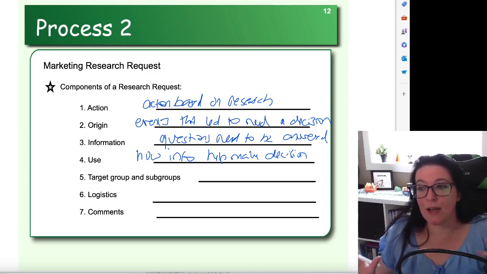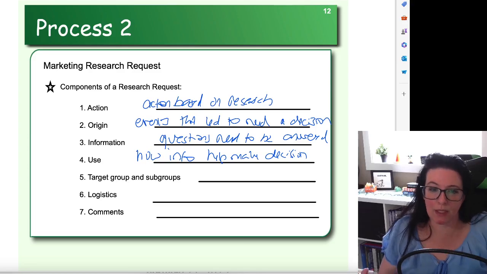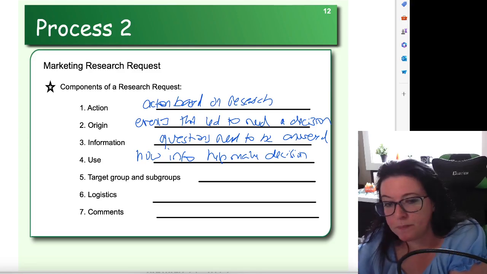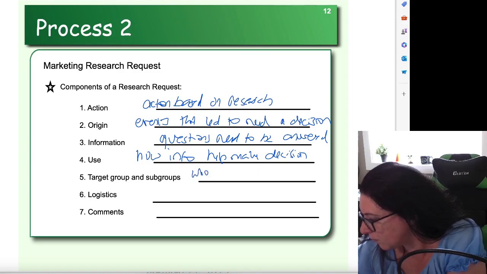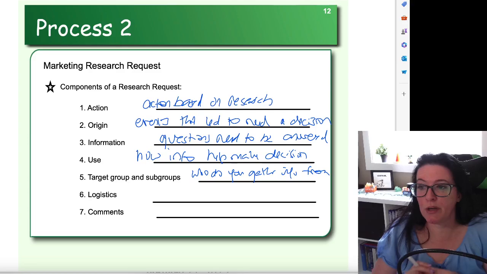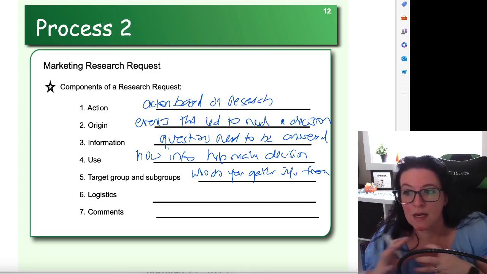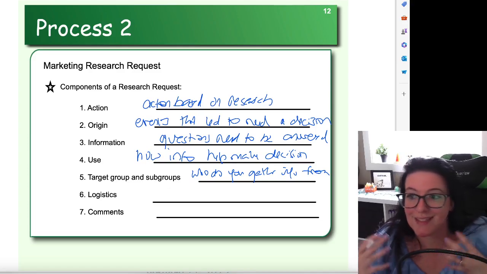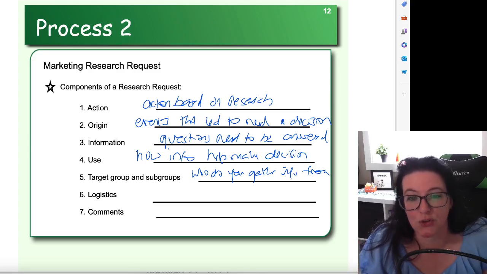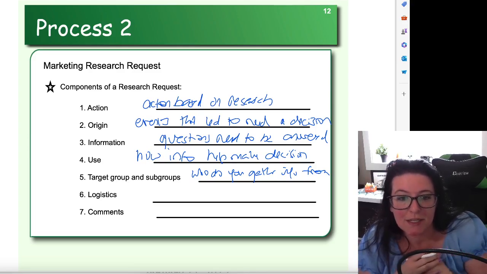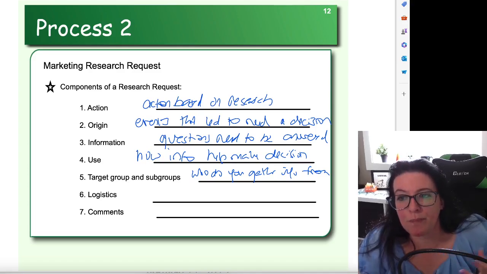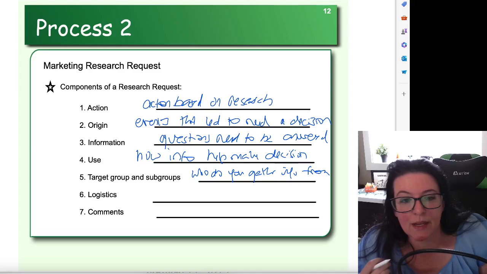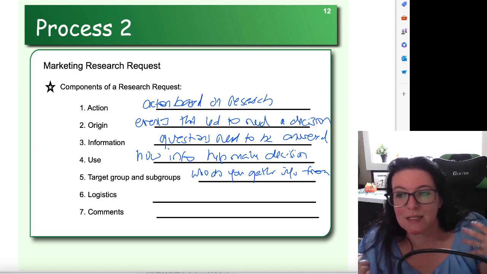We will specify that target group. So who is the population that we need information from? Do we need information from current clients as to their satisfaction with the services we're providing? Do we need it from potential clients? What if we offered additional services? Would people be interested?